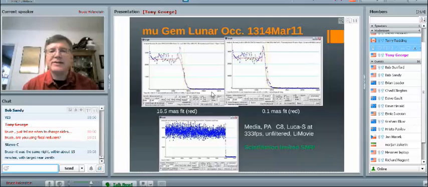Some lunar occultations that we have observed with the EMCCD cameras include mu-gem. We observed this with a C8, the Luca S. We ran it at 333 frames per second. And mu-gem is a very large apparent size star, around 16 milliarcseconds. And the upper left graph is the data with the red curve being a 16.5 milliarcsecond fit.